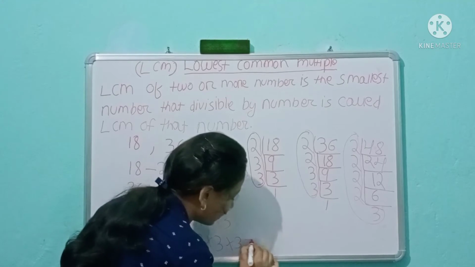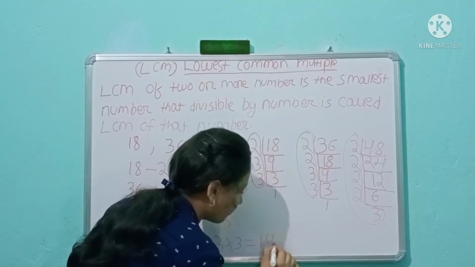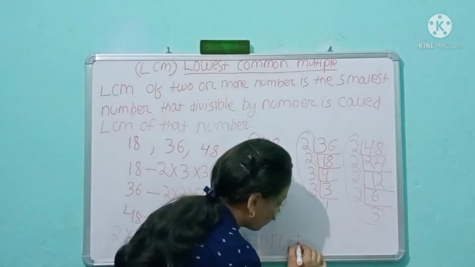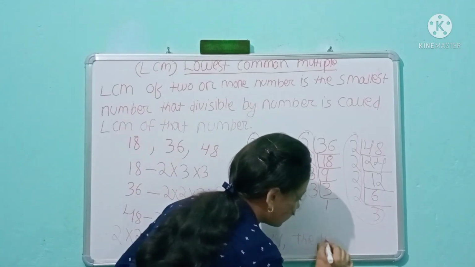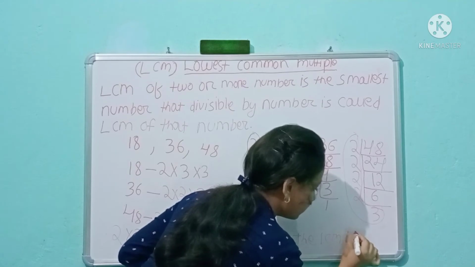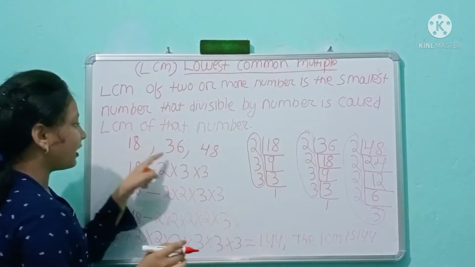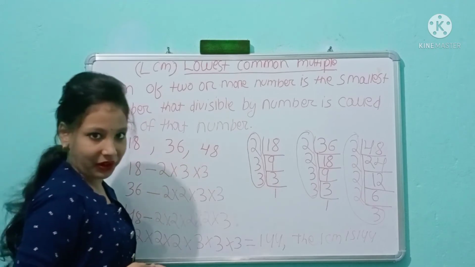So your answer is 144. So I write here the LCM is 144. The LCM of 18, 36 and 48 is 144.